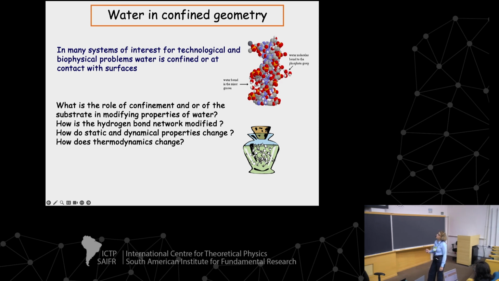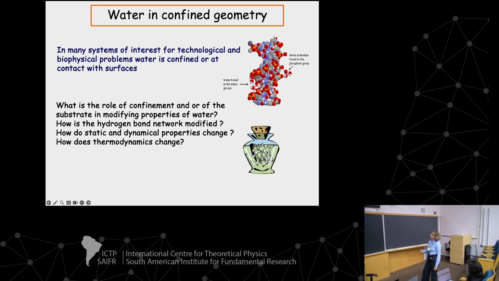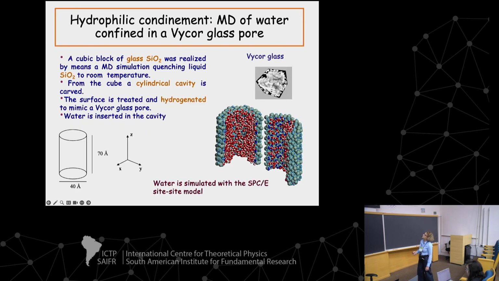So in general, when you have a confined medium, or water bound to the surface of a protein, or confinement in a space, you have to understand system by system what is the role of confinement and how the substrate or the confining region modifies the properties of water: if there is a modification in the hydrogen bond network, if static and dynamical properties change, if thermodynamics changes.